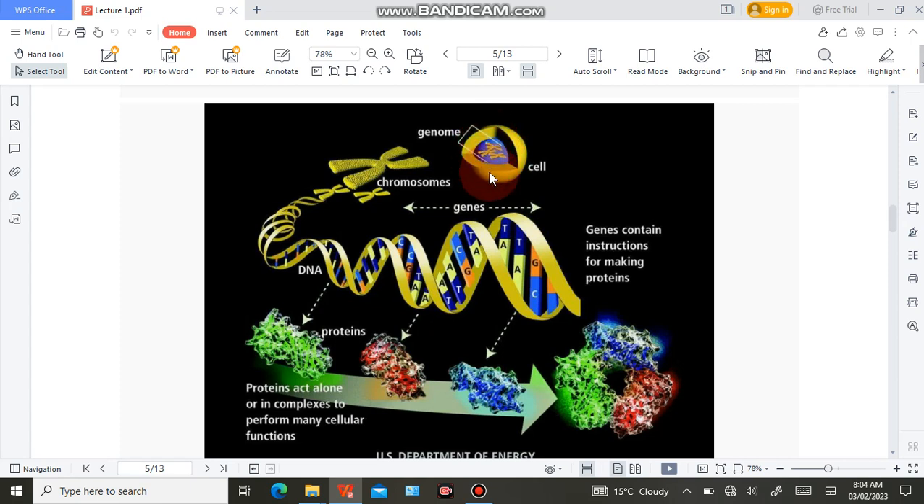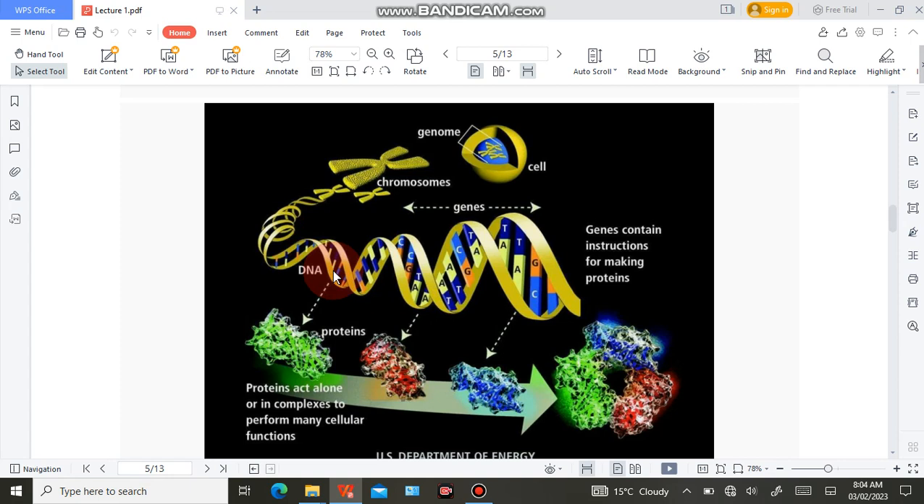There are 46 chromosomes in a normal human cell, and when we extract these chromosomes and then magnify them, we can say that these are made up of two major components. One is the DNA and the second is the protein, histone protein.